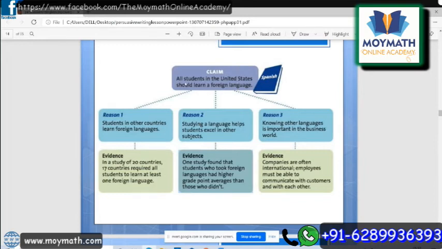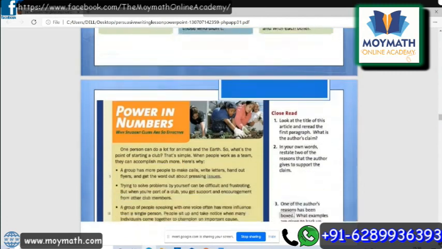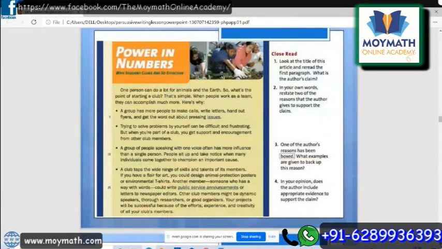For example, in the introduction we are given: all students in the United States should learn a foreign language. You can just change it: it is advisable for the students in the United States to learn a foreign language. Change it, but the idea must be the same. You can give a title.